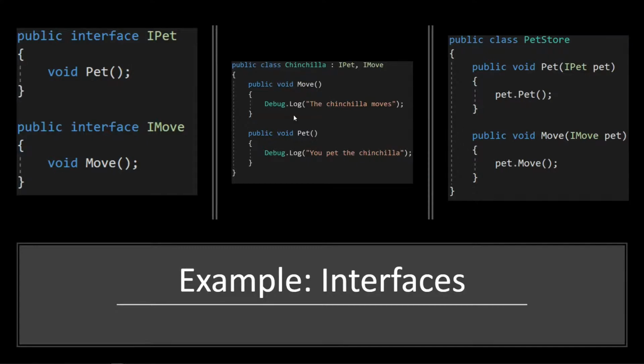So a chinchilla here will be a pet, and it will have the interfaces pet and move, so that you have to have these two functions in there. You have to provide them, right? Here's the move function and the pet function. Okay.